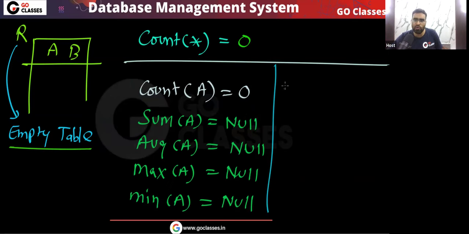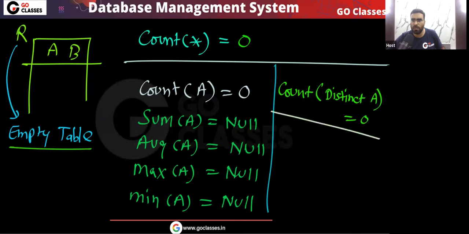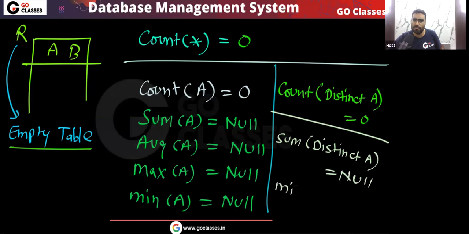For example, if I ask you what is count of distinct A? Now tell me. It doesn't matter. It will again be 0. Count of distinct A will again be 0. And for the remaining, if I put distinct, it doesn't matter, that will be null. Sum of distinct A will be null, and mean of distinct A also will be null.